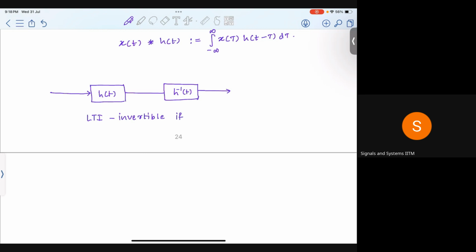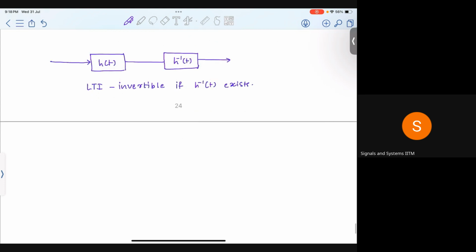Invertible if H inverse exists. Is that okay? And how do we check for invertibility? H of t is just a function, right? And how do we say an inverse of a function exists? It should be a one-to-one function and it should also be an onto function, right? Those are the conditions you may have to verify. It should be a bijective function.